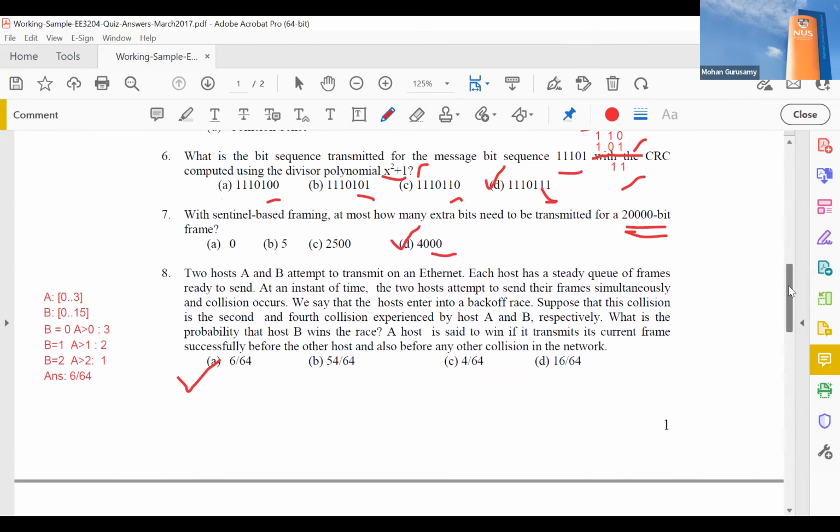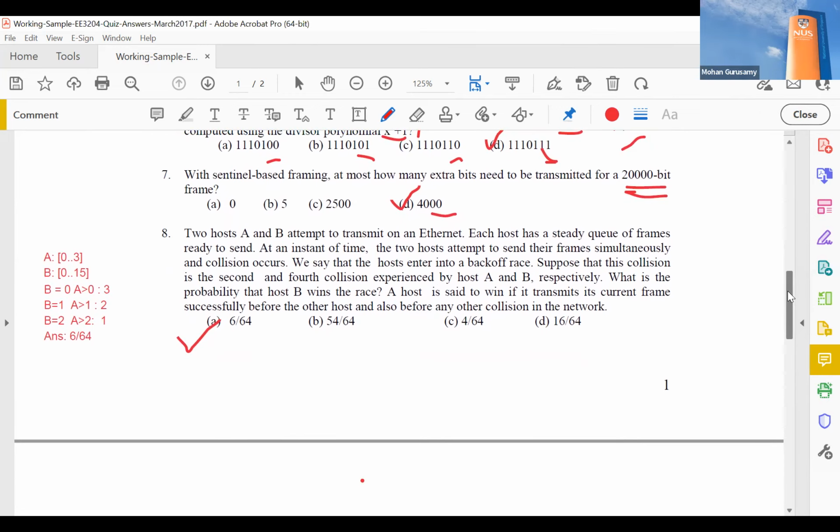Number 8: two hosts A and B attempt to transmit on an Ethernet. It's a similar question to one we discussed in the tutorial, but with slightly different numbers here. Each host has a steady queue of frames ready to send. At a given instant of time, the two hosts attempt to send frames simultaneously and a collision occurs. That means the hosts enter into a back-off race.